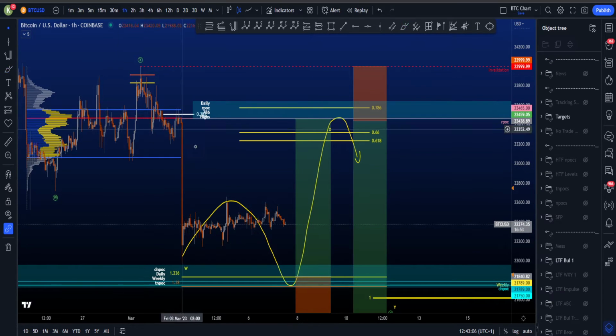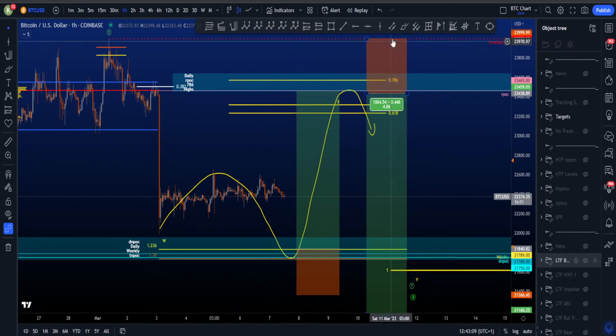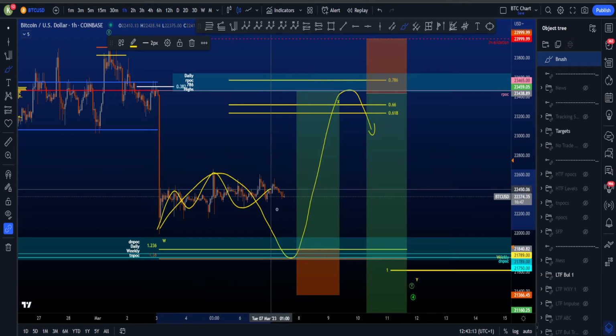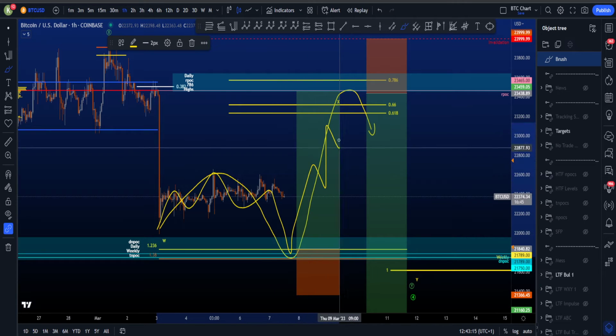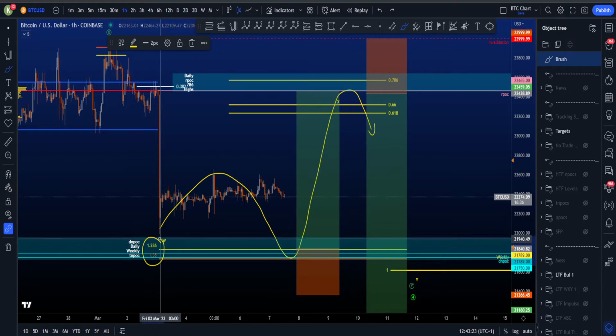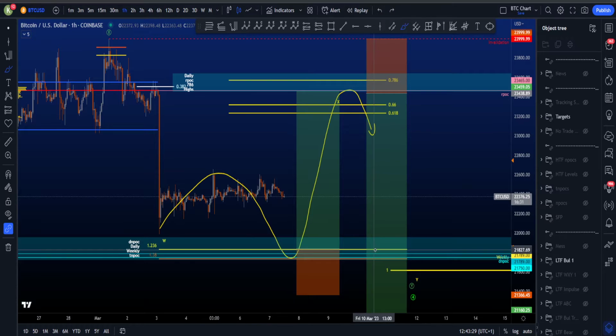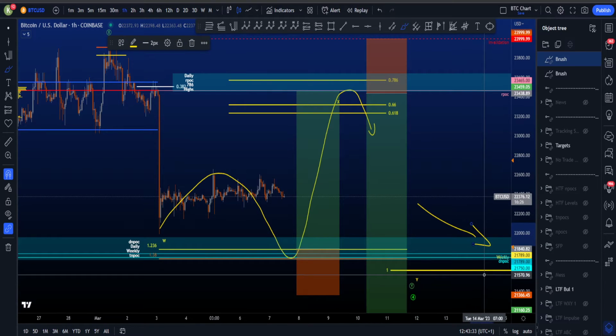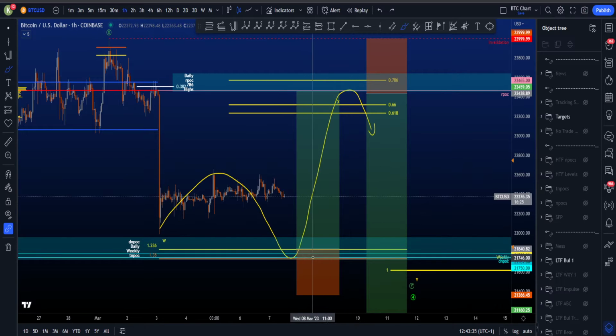Now in this scenario, I have the X as an expanded flat. So over here we then have a 3-wave structure as an A, then we have a 3-wave in the B, followed by a 5-wave structure in the C that would finish the yellow X. And as you can see, what I like about this scenario is that the expanded flat wave B target, the 1.236 and the 1.38 Fibonacci, has a very nice confluence with my blue target box over here, of which you can see the confluences on the right side there. So this could be a very nice setup.